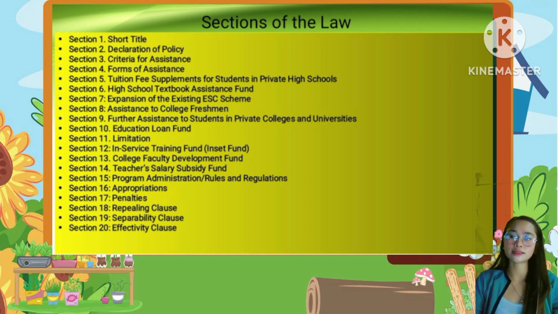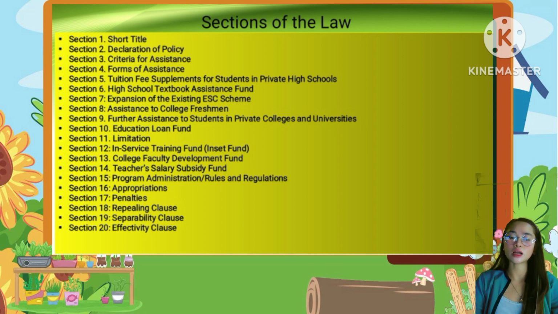Section 8 is assistance to college freshmen. Section 9, the further assistance to students in private colleges and universities. Section 10, the education loan fund. Section 11, the limitation. Section 12, in-service training fund or INSET fund. In Section 13, we have the college faculty development fund. Section 14, Teacher Salary Subsidy Fund.